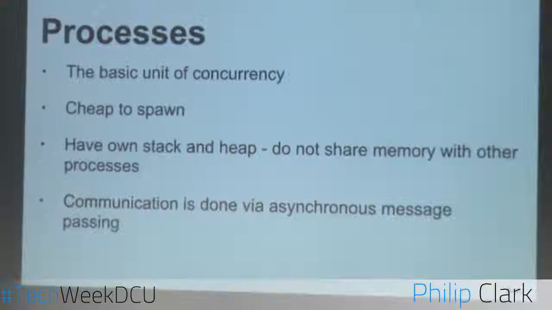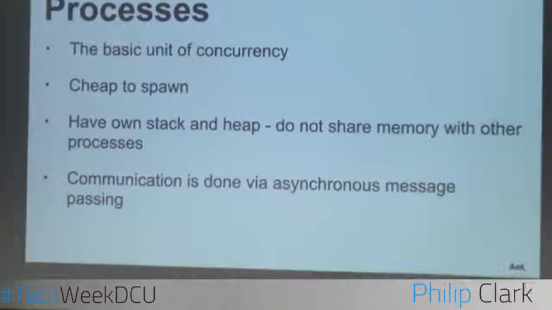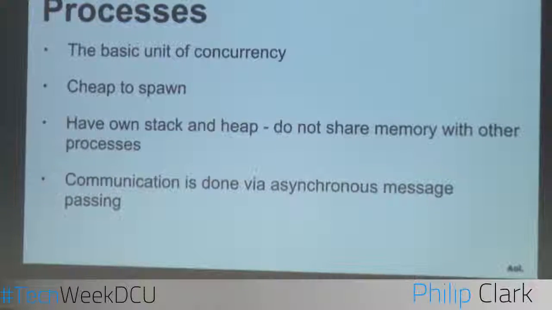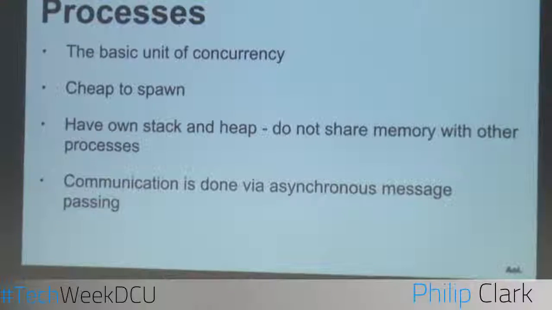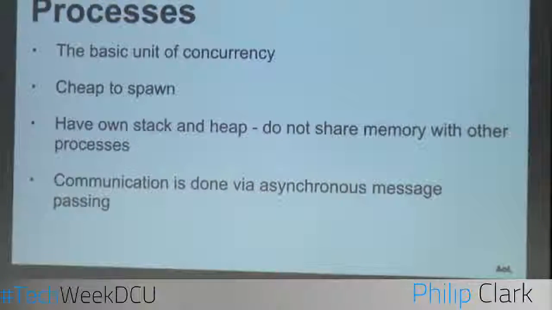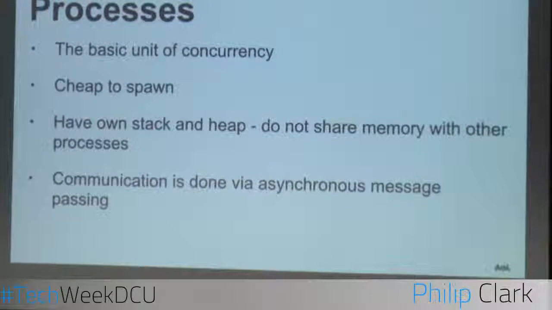Processes then are the basic unit of concurrency. They are cheap to spawn, so in a system we try to have as many processes as we have events. So we have 1,000 events happening with 1,000 processes. They have their own stack and heap, so we're not sharing memory, and communication is done via asynchronous message passing.